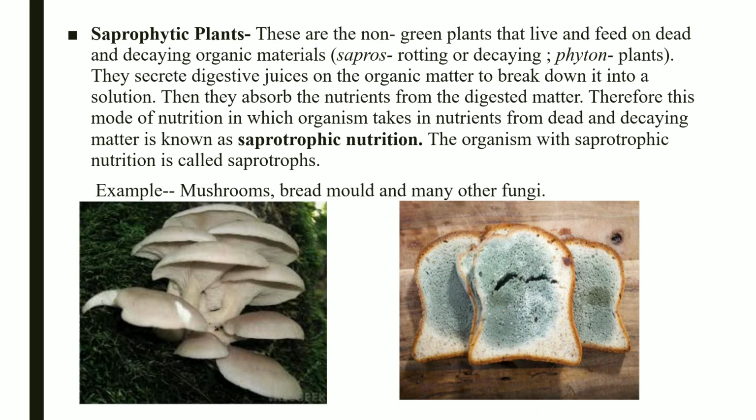The non-green plants that grow on dead and decaying organic matter are called saprophytes. Students, this dead and decaying organic matter may be dead and decaying plants as well as animals. When they grow on dead and decaying organic matter, they secrete some digestive juices on it which act upon the dead matter and convert it into soluble form, which is absorbed by saprophytes. Some examples of saprophytic plants are mushroom, bread mold, or many other fungi.